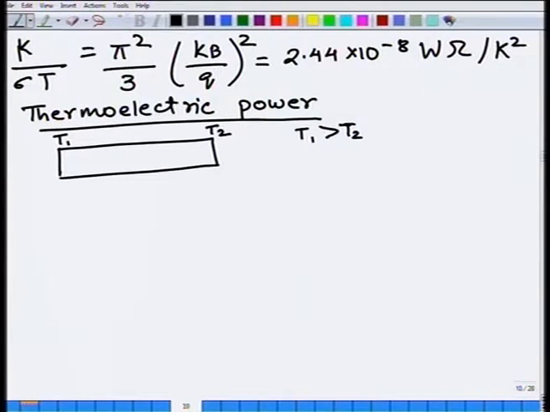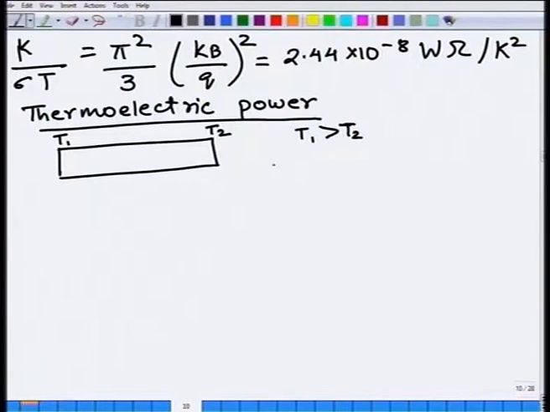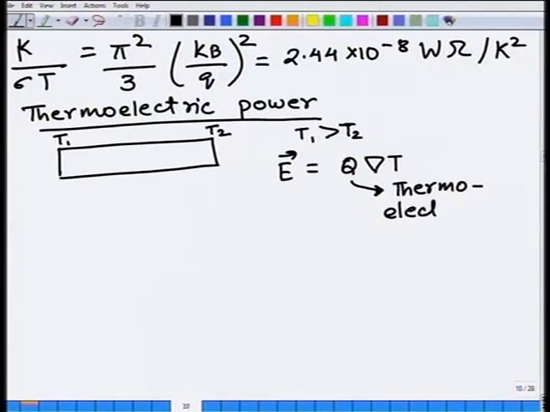Remember that the electric field that will develop if you apply a temperature gradient across a bar, so that the system comes to a steady state, is E equal to Q times the gradient in temperature. That is the electric field that develops, and Q is called the thermoelectric power. This is the well known Seebeck effect, which you have seen in various situations, and you were taught in school also.